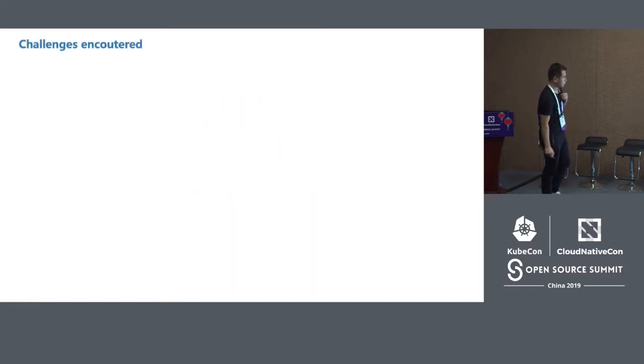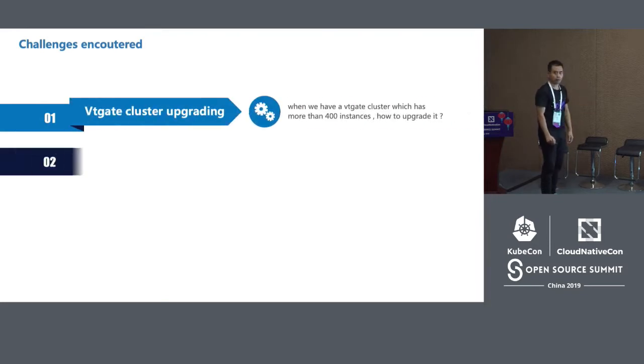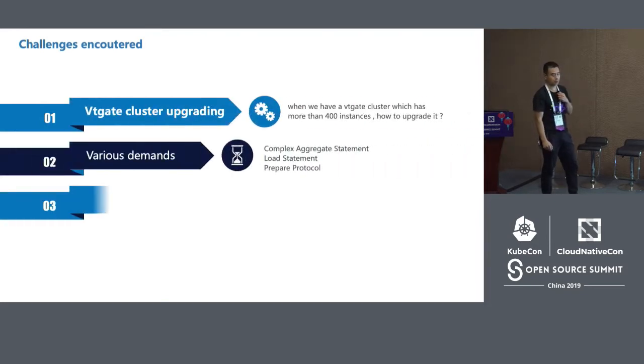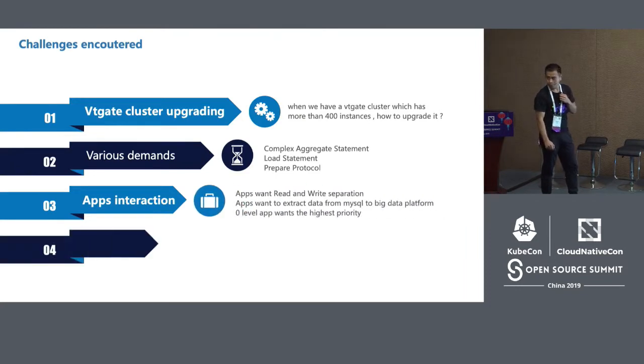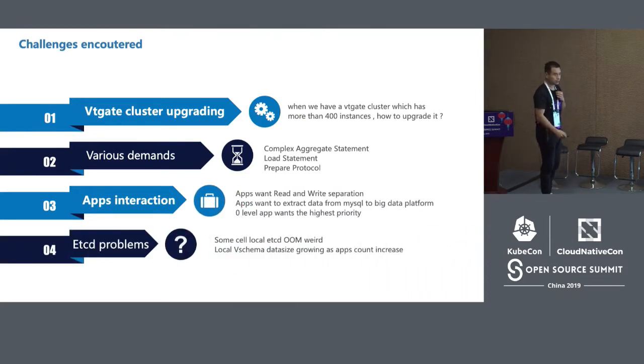I'll start with challenges encountered. JD is operating, fair to say, the largest, or the largest in China, Vitess cluster. Probably we are online, we have over 20,000 tablets and around 3,000 EPS. And we have the largest VTK cluster, around 400. So in operation, in running, we have encountered many problems.